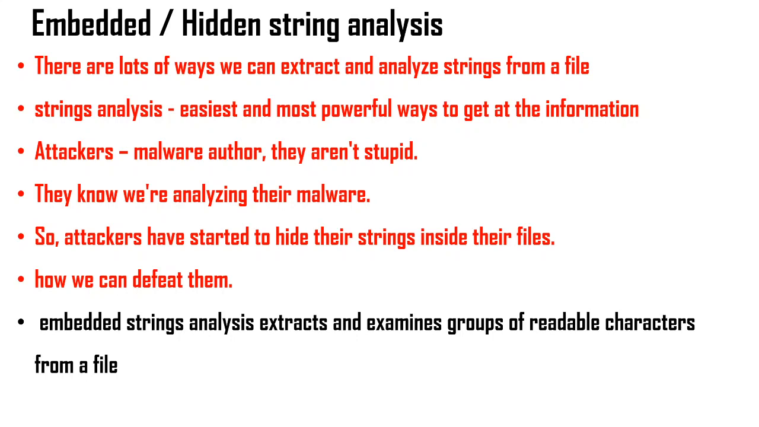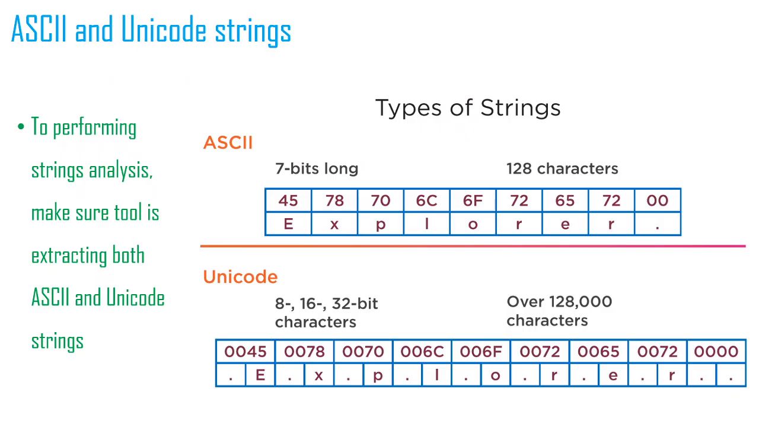So finally, embedded string analysis extracts and examines the groups of readable characters from a file. So what is embedded string analysis or hidden string analysis? It extracts and examines the groups of readable characters from a file. Before entering into string analysis, we have to study what ASCII and Unicode strings are. There are two main kinds of strings: one is ASCII, which you all know about, and the second is Unicode strings.